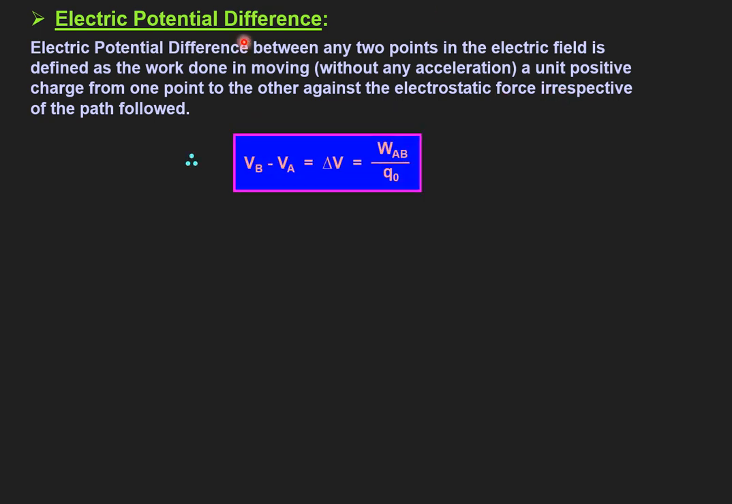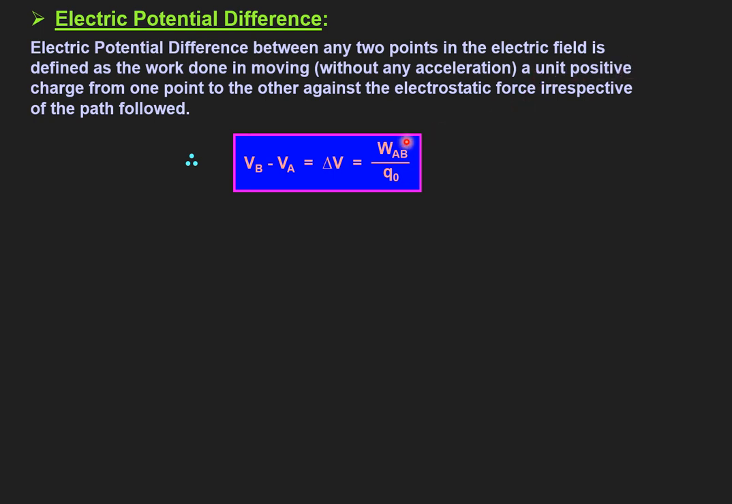Since the name itself suggests it is electric potential difference, it will be electric potential at the final point minus electric potential at the initial point. So potential difference, delta V, means change in potential: electric potential at final point minus electric potential at initial point. By definition, it is simply the work done per unit test charge. So work done in moving the test charge from point A to point B divided by the test charge. That's why it is for a unit positive charge.